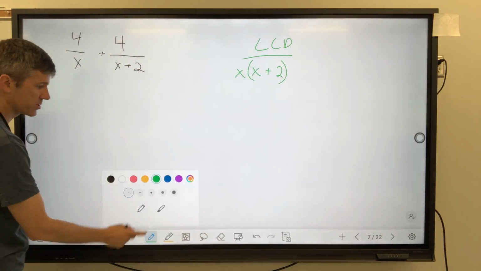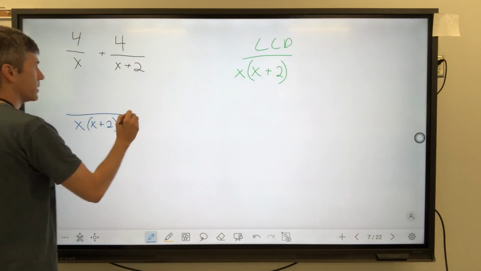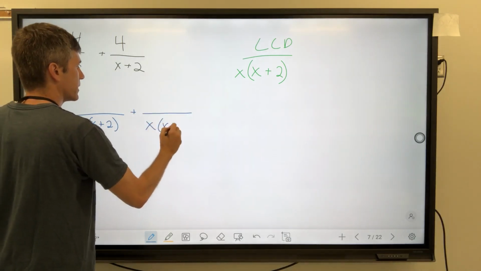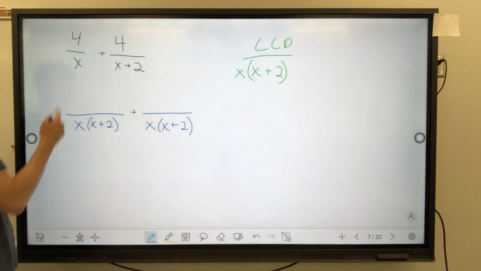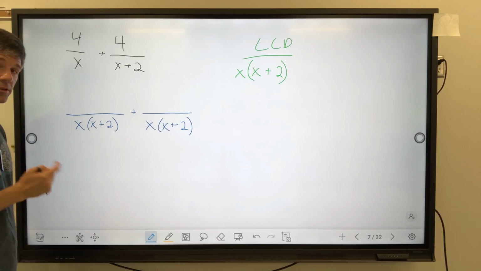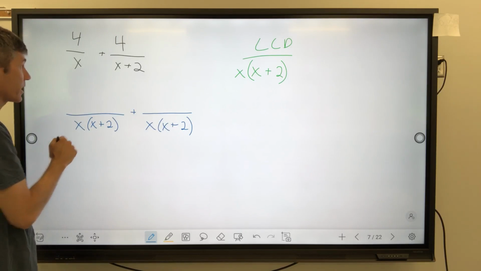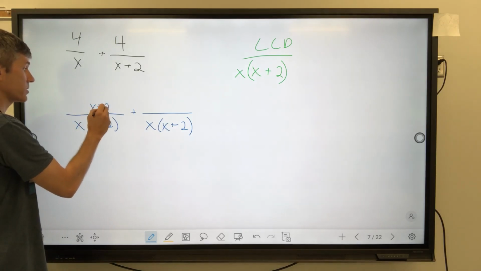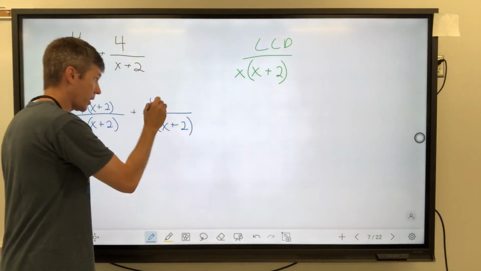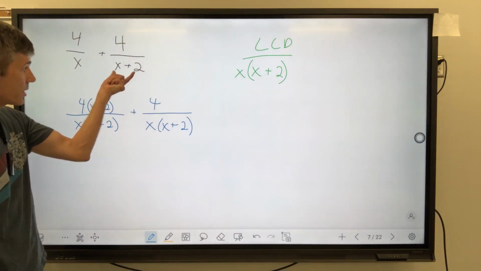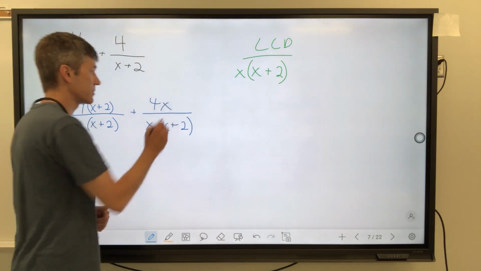Now we're going to turn every fraction into that. From here to here, your denominator changed. What changed? Well, I already had an x, I keep my x, but I also needed to multiply by x plus 2. But I already had a 4 in the numerator. Again, I already had a 4 in the numerator on this side as well. From here to here, what changed? Well, I already had an x plus 2. I needed to multiply by another x. So let's keep going.